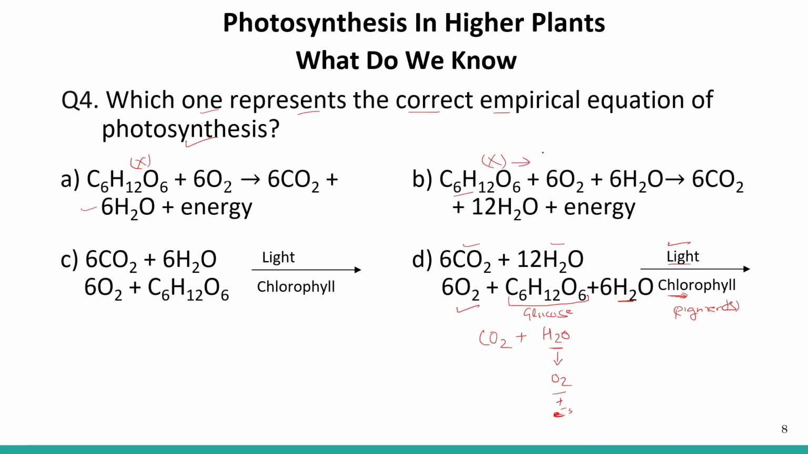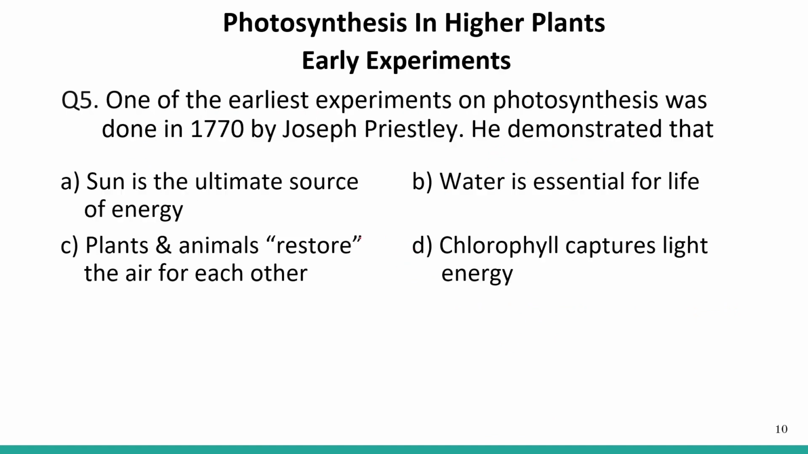So here they are talking about respiration. This happens during respiration, breakdown of the glucose molecule. Again, 6CO2, 6H2O, light. So these are quite similar. Option C and option D are quite similar. But what is the answer? Option D is the correct answer. This is the correct empirical equation of photosynthesis. So option D is the correct answer here.